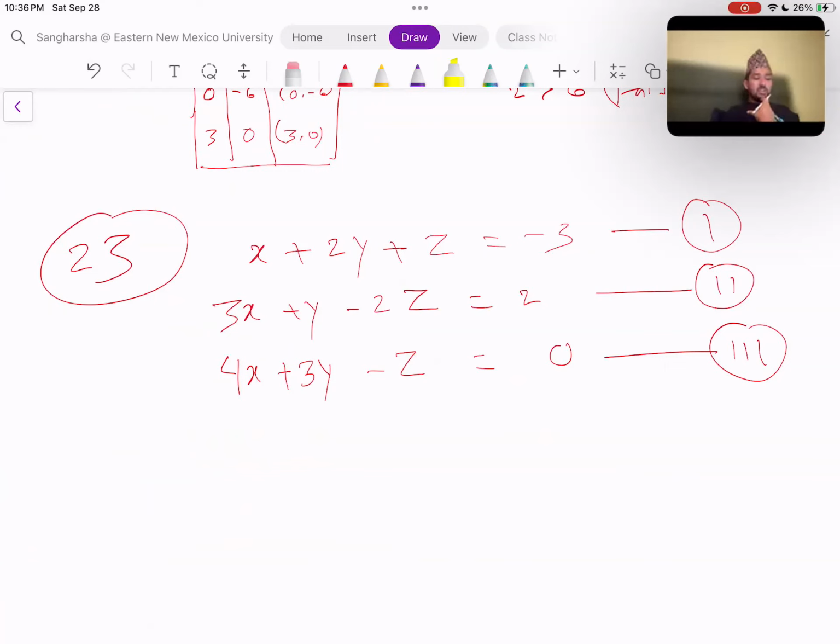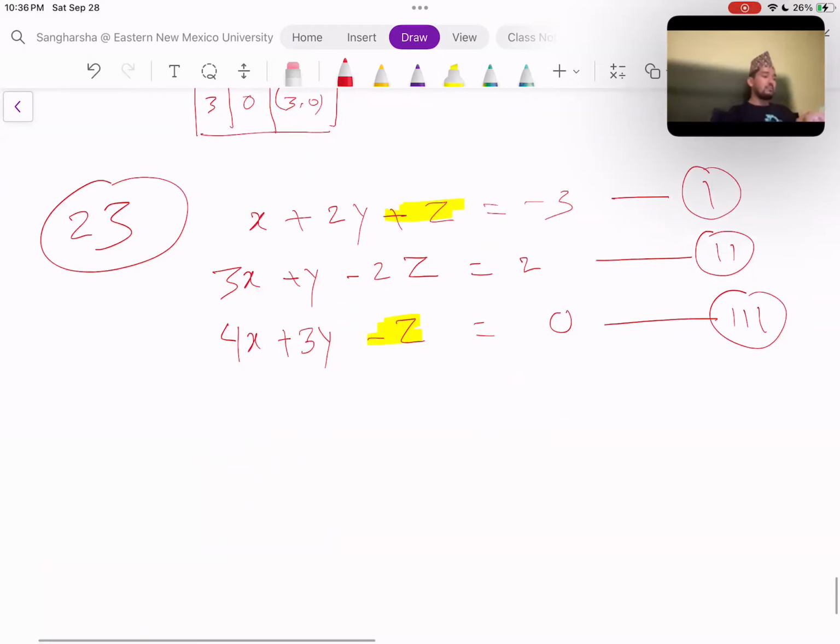Now, which equations are we adding here to eliminate z? The first and the third. That's right. See, in the first we have a positive z, and in the third we have a negative z. And if we add equation 1 and 3, this z is gone. That's what we want. So always try to eliminate one variable. It does not matter what variable you eliminate.